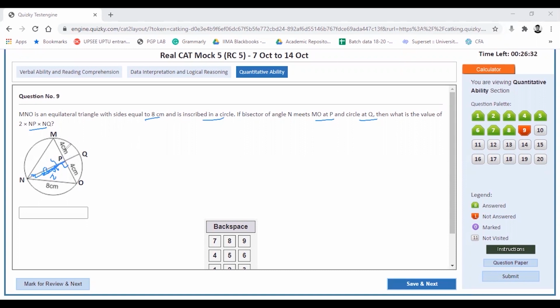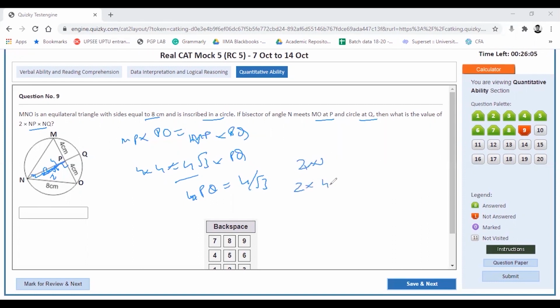Great. So now we know the property of the circle such that MP into PO would become equal to NP into PQ. This is 4 times 4 is equal to 4 root 3 times PQ. Now if I simply take it this side, then that gives me PQ is equal to 4 by root 3. Now what is it asking me? 2 into NP times, okay, so I have got all these lengths. 4 times 2 into 4 root 3 divided by 4 root 3.